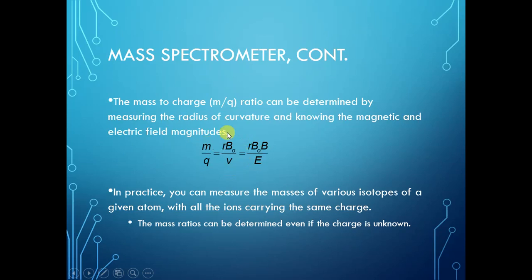So this gives the mass to charge ratio. In a particle, you can measure the mass of various isotopes of a given atom with all the ions carrying the same charge. The mass ratio can be determined even if the charge is unknown.